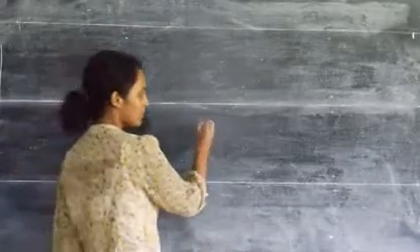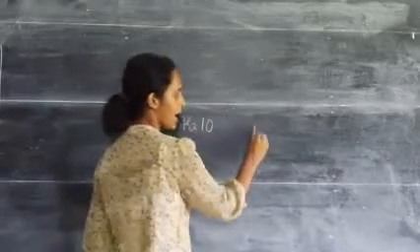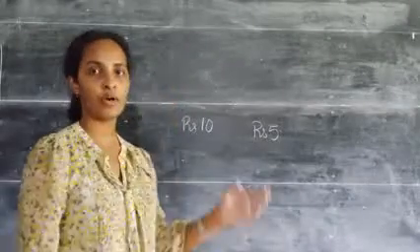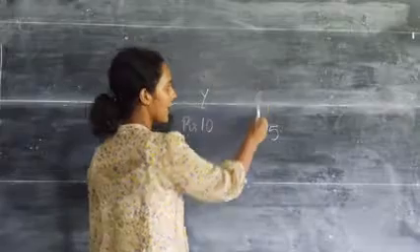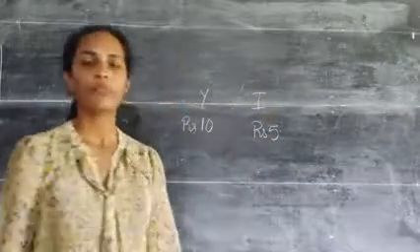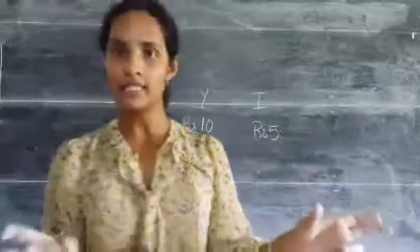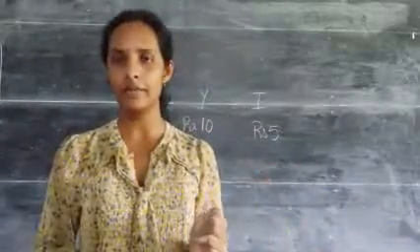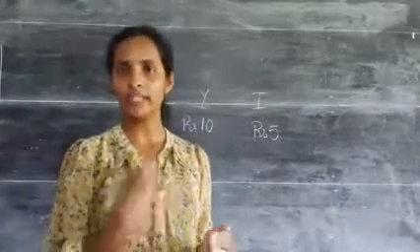Suppose you have 10 rupees in your hand, and suppose I have 5 rupees in my hand. Now, what is the difference between the amount that we have? 10 minus 5, we have 5 rupees difference, right? So that is a difference. Difference means what? Subtraction. In order to find the difference, what do we do?